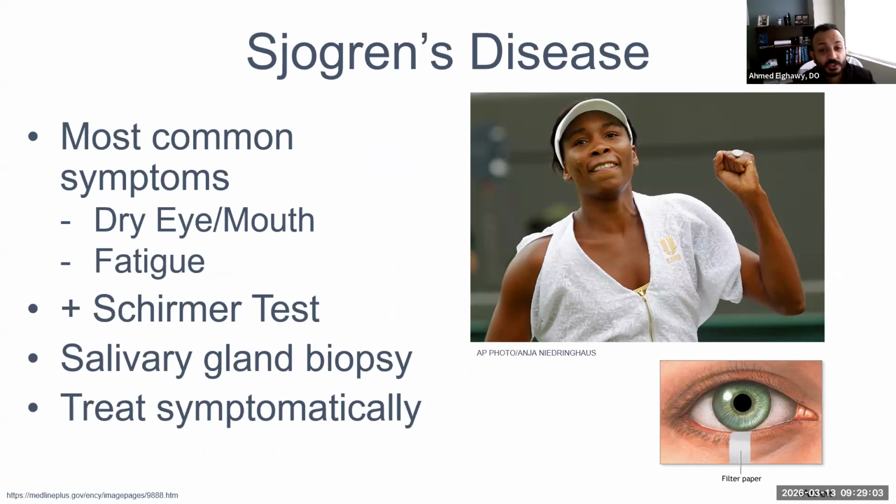Sometimes we'll even do a Schirmer's test to see if they have obstructive dry eye, or a salivary gland biopsy, like a lip biopsy, to see if they have lymphocytic infiltrates. But for the most part, as long as they don't have anything beyond the eyes or mouth, we typically don't treat.